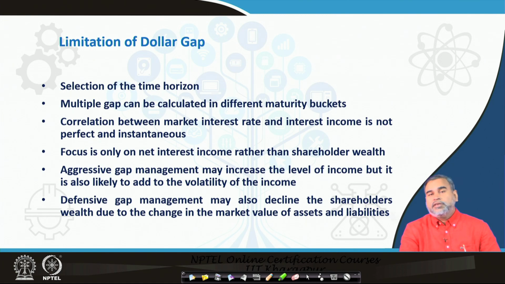That means there are fluctuations with respect to the income, which gives a negative signal to the market. Defensive gap management can also decline the shareholders' value, because once we go for keeping the net interest income totally unaltered, it affects the investors' mind towards that particular bank stock, and accordingly the market value of the assets or the liabilities also changes in an adverse way. So, these are the different limitations.